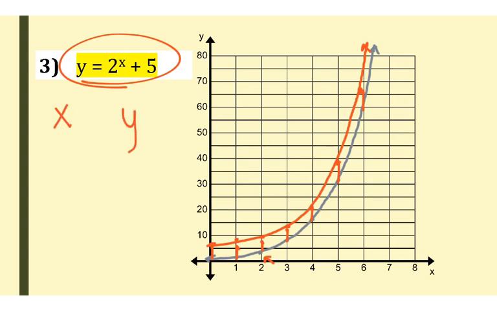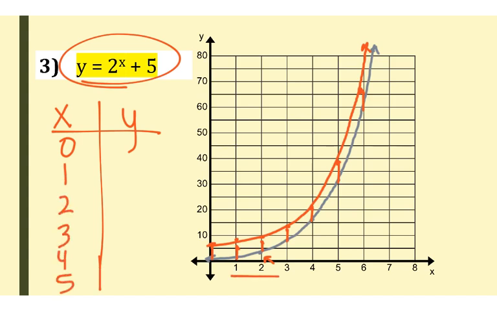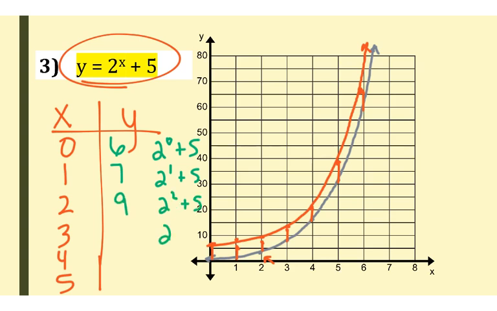Now, if you needed to, you can certainly make a table. So if we say, okay, let's go for 0, 1, 2, 3, 4, and 5 for my x values. I would say 2 to the 0 power plus 5. So that means 1, because 2 to the 0 power is 1, plus 5 is 6. 2 to the first power plus 5, so that's going to be 7. 2 to the second power plus 5, that's 4 plus 5 is 9. 2 to the third power is 8, plus 5 is 13. 2 to the fourth power is 16, plus 5 is 21. And so you can keep going.